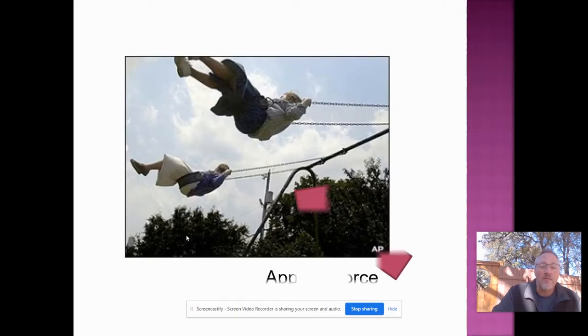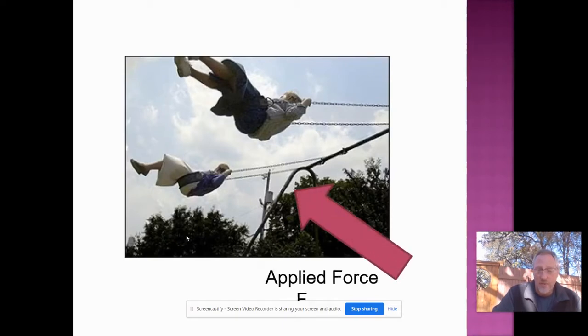Okay, here you have an applied force. Maybe somebody pushed them. Somebody applied a force on them to get them to move.